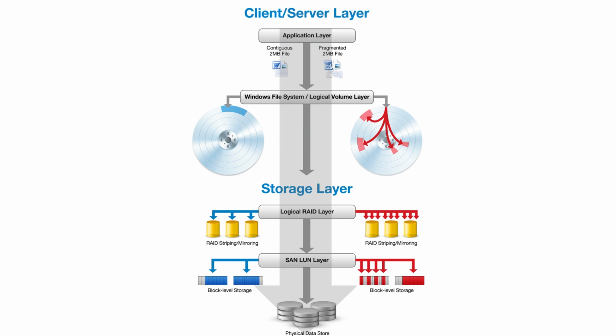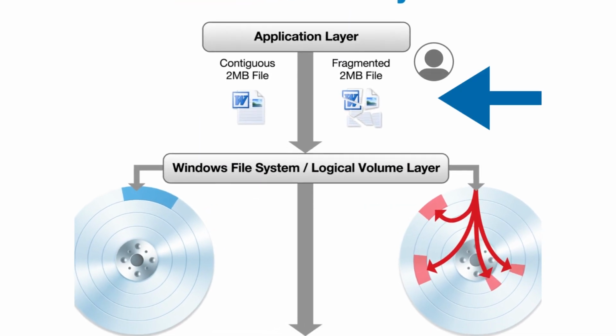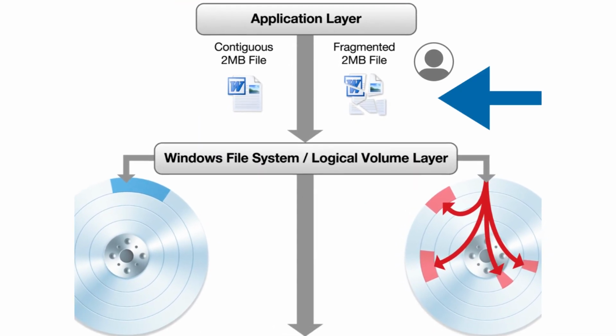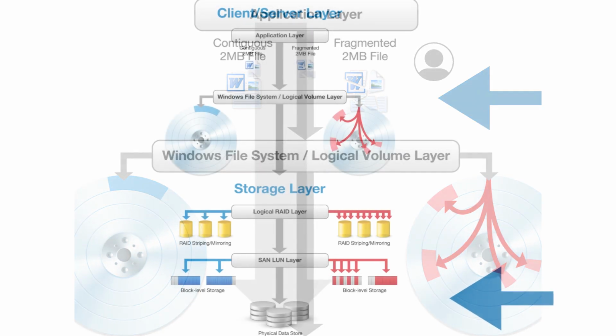We're going to be talking about the path that an I/O request takes from the application all the way down to the storage. Let's take an example of a typical user. This user is going to write and store 2 megabytes of data. Let's say it's a Microsoft Word document.